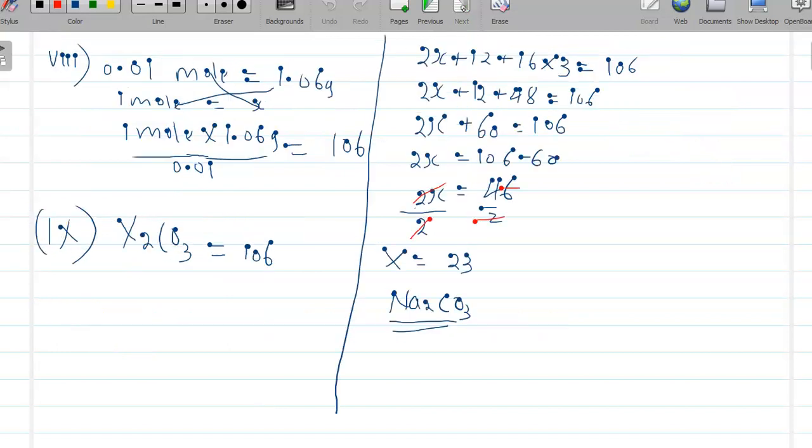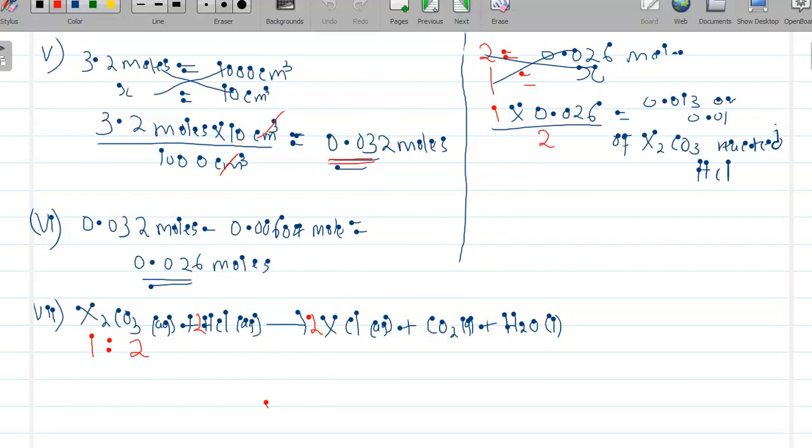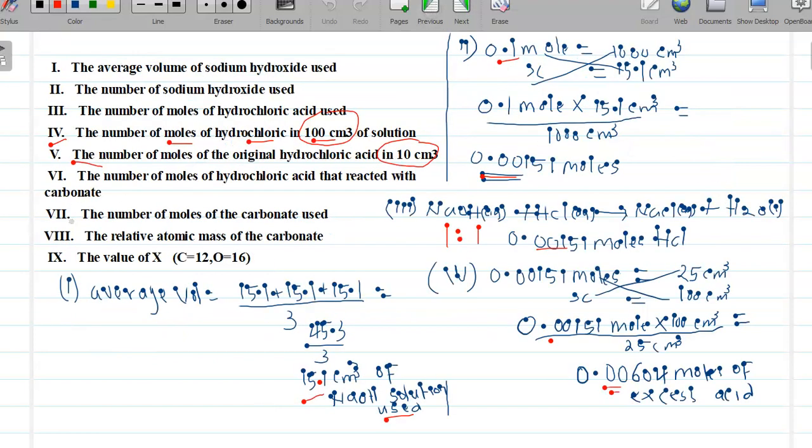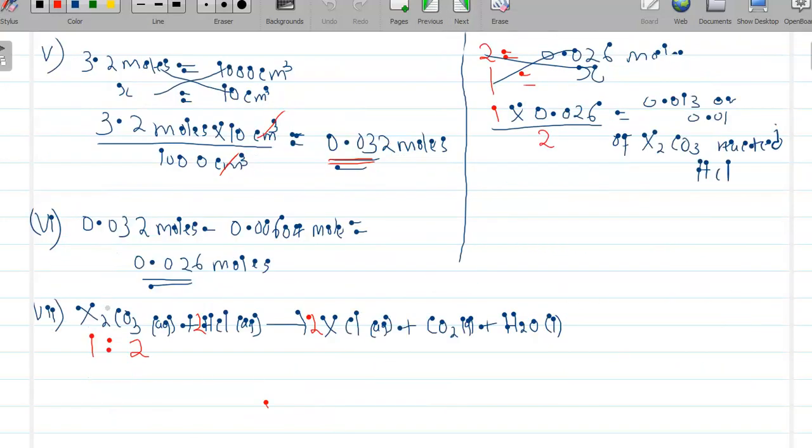We have Roman 7: the number of moles of the carbonate used. So how do you get the number of moles of the carbonate used? You react the acid and the carbonate. You say X carbonate plus hydrochloric acid gives X chloride plus carbon dioxide plus water. So this is what will be formed. Then you balance the equation.